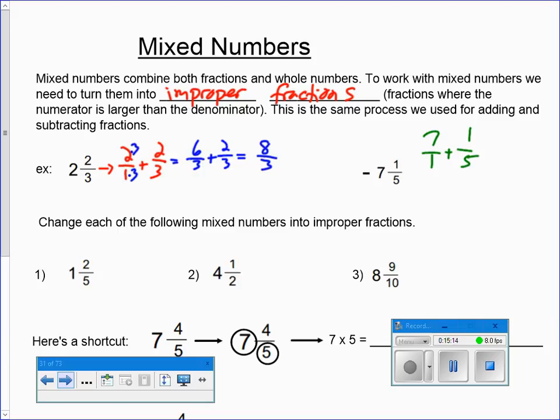Alright, again, it's going to be the same process. We're going to have to change the denominator, make a common denominator. Here we're going to use 5. So we'll have 35 over 5 plus 1 over 5. So that would be 36 over 5. And now the last step is we'll throw the negative back in there.